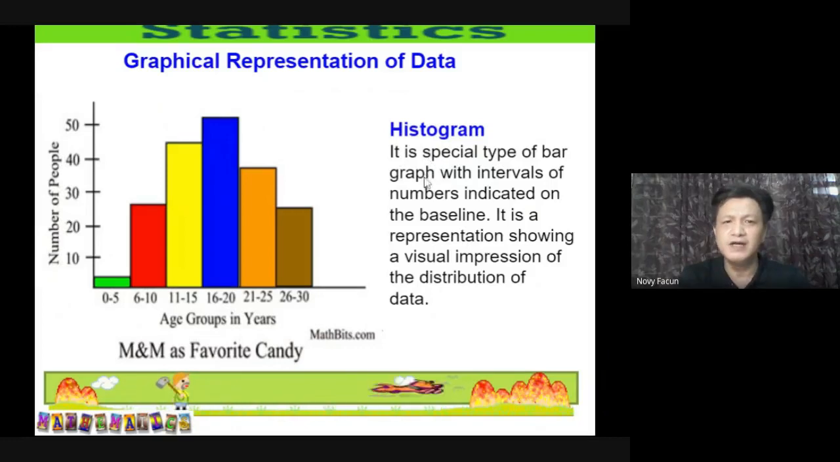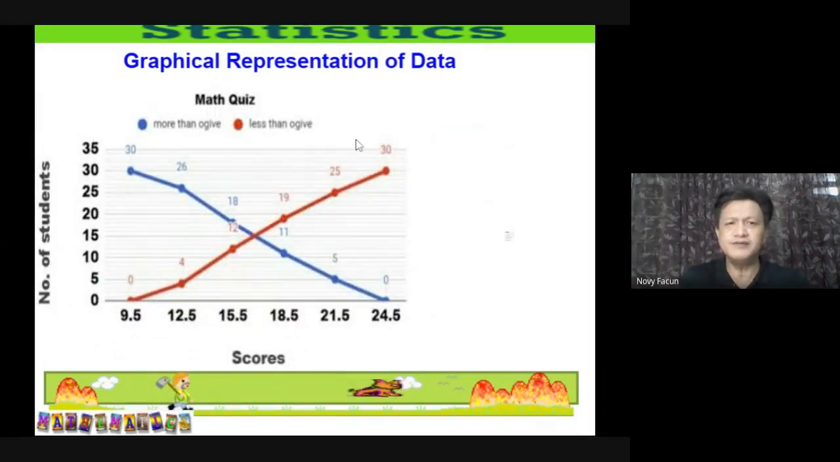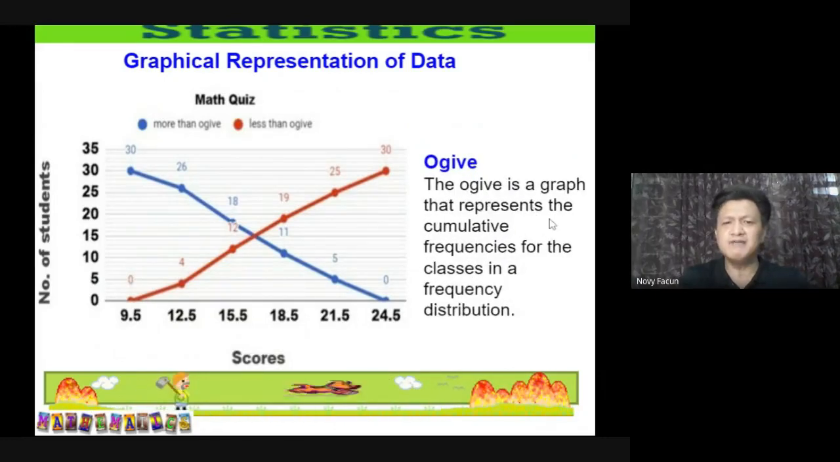And this is, ano naman ang tawag dito? This is histogram. It is a special type of bar graph with intervals. Pag sinabi intervals, meron tayong bracket. Okay, meron tayong class interval na tinatawag. And it is a representation showing a visual impression of the distribution of data. Okay, and the last one, this is called ogive. The ogive is a graph that represents the cumulative frequency for the classes in a frequency distribution. Di ba, remember, pag kinukuha natin yung cumulative, nagpa-plus lang tayo ng kanyang consecutive, yung kanyang successive frequencies to get the total until you reach the highest cumulative.